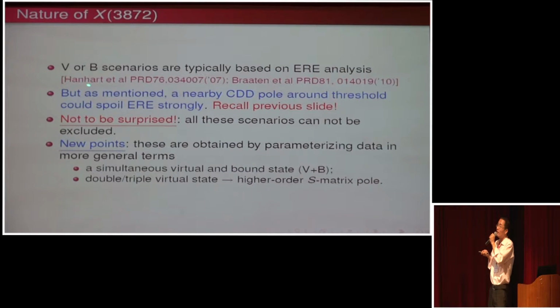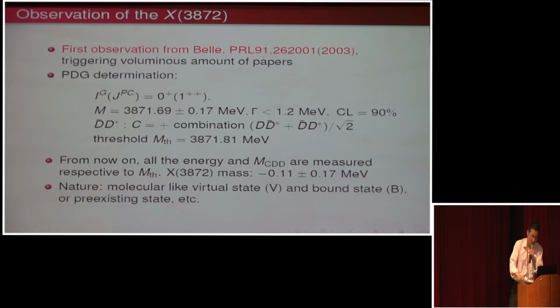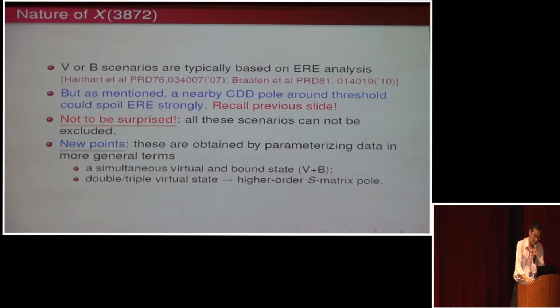In his paper, there's a conceptual error, which was pointed out by Braaten. But as we mentioned, if there's a nearby CDD pole, the ERE convergence will be lost, and we have shown this here. So if we use the new parameterization of the two-body scattering amplitude, we will find, beyond the conventional virtual or bound state, a simultaneous virtual state on the second Riemann sheet and a bound state on the first Riemann sheet. We also find maybe there's a high-order S-matrix pole. It is allowed by general S-matrix theory, but not observed in the world.